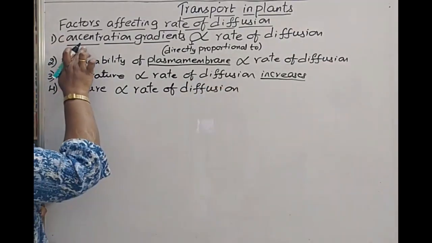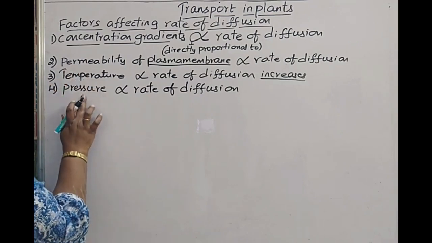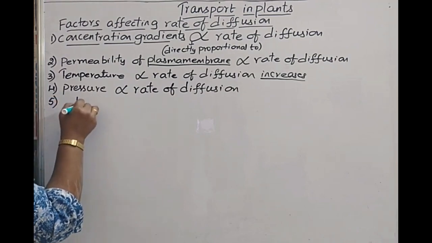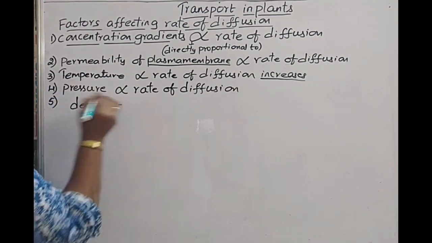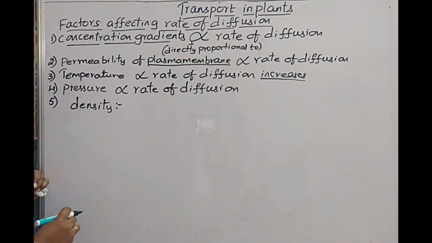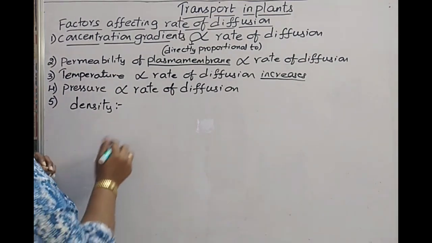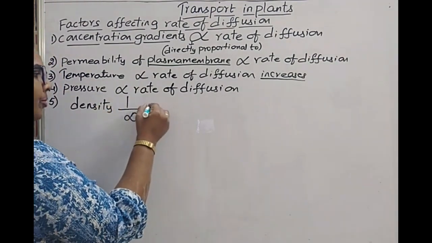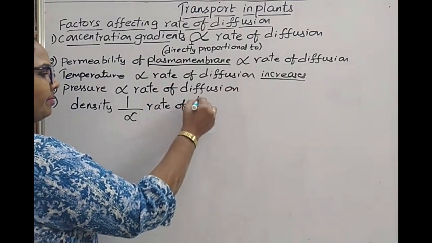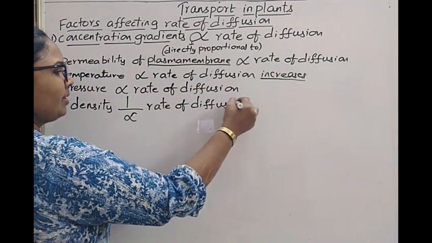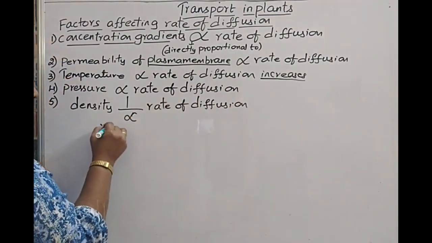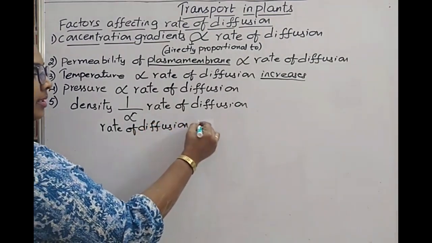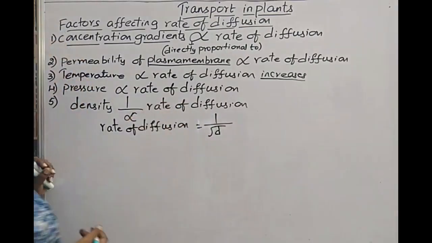We can say that when concentration gradient, permeability, temperature, and pressure are increased, the rate of diffusion is also increased. But one factor is density. When the density or thickness of the solute particle is increased, the rate of diffusion decreases. So we say it is indirectly proportional to the rate of diffusion. This we will write as rate of diffusion is indirectly proportional to the square root of density.